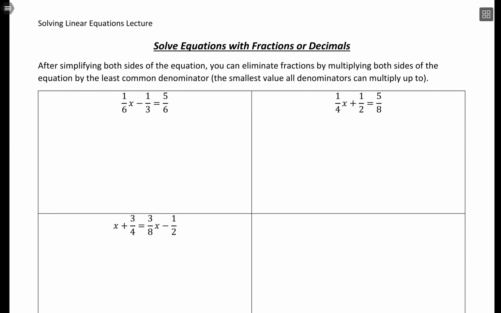So let's look at solving equations that have fractions or decimals in them. When we have an equation that's dealing with fractions, what we want to do is eliminate the fractions. We want to get rid of them, but we have to do it in a very specific way so that the equation is still balanced. So what we're going to use is the least common denominator of all of the fractions that we see. So that smallest value that all of the denominators multiply up to.